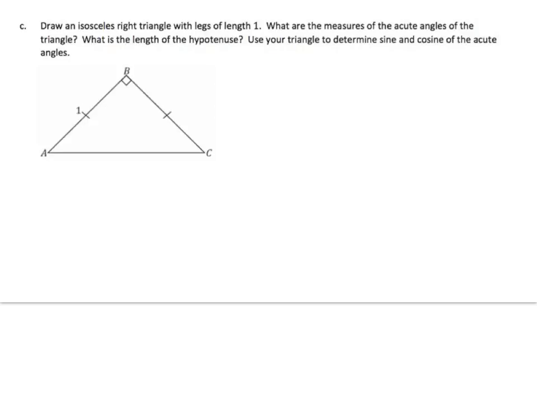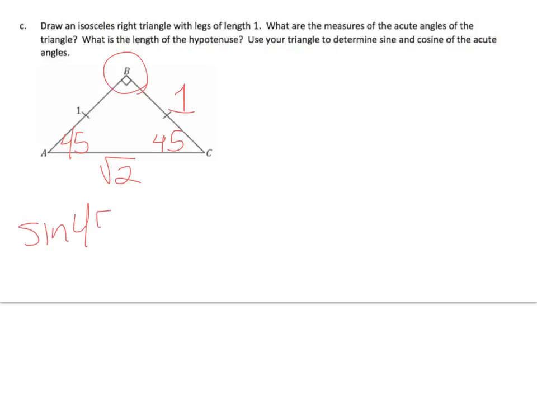Draw an isosceles right triangle with leg lengths of 1. What are the measures of the acute angles on the triangle? So if this is 90, this is going to be 45, and this is going to be 45. That'll be 1, and if I use the Pythagorean theorem, that will give me square root of 2 on that side. Use your triangle to determine sine and cosine of the acute angles.